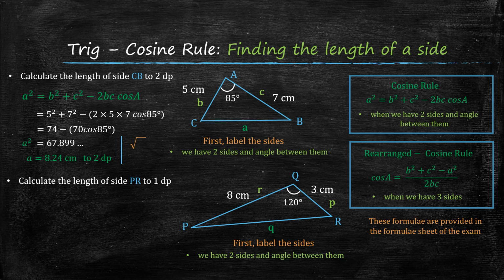Again, we have two sides and the angle between them. We have R and P and angle Q, so we can use the cosine rule. However, we have to tailor the cosine rule for our question.